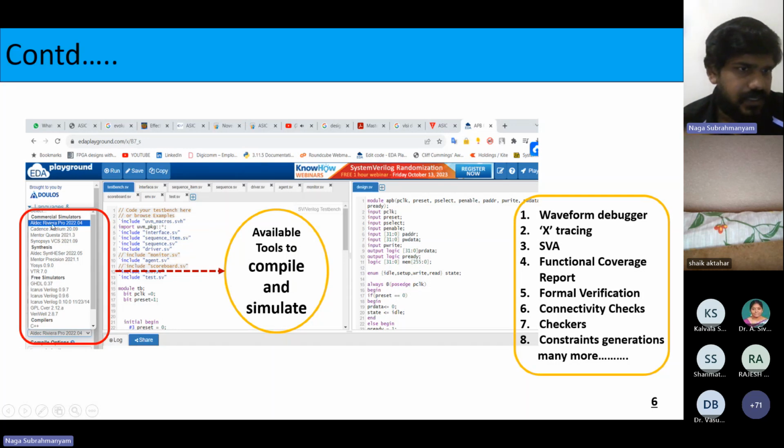But this Aldec is available only for Gmail. If you have institute mail or industry access through industry mail, then the remaining three will also be available: Cadence, Mentor Graphics, and Synopsys. Okay.